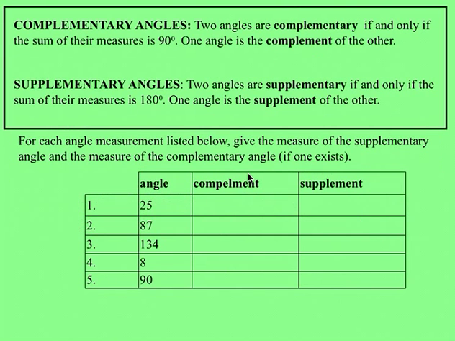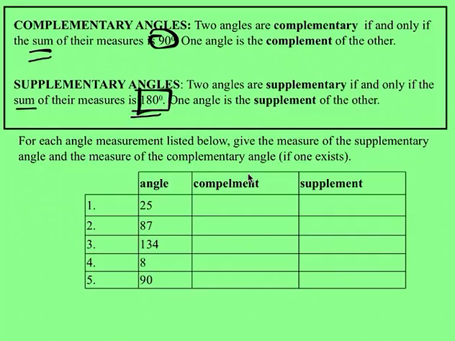All right, so let's take a look at complementary angles, just so we can get used to some of this vocabulary. Two angles are complementary if and only if the sum of their measures is 90 degrees. We then say that the angles complement each other. Angles are supplementary if and only if the sum of their measures is 180. So the sum has to be 180.